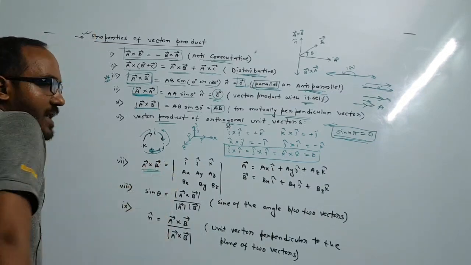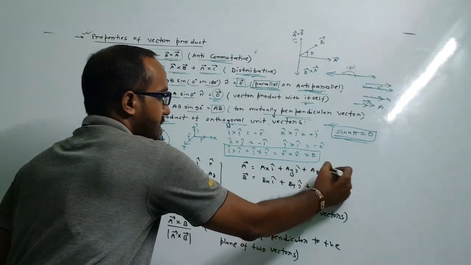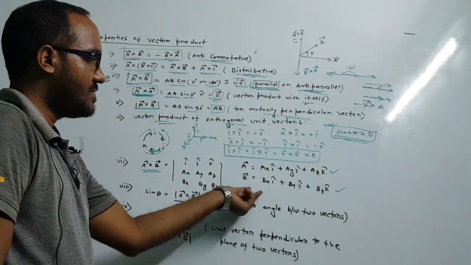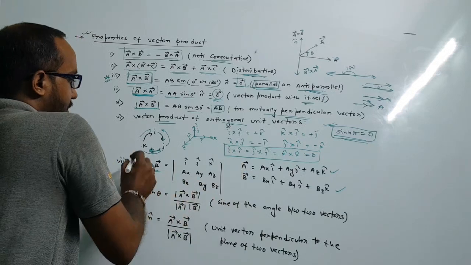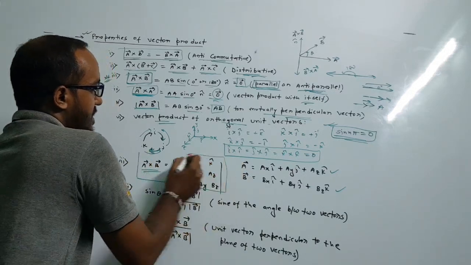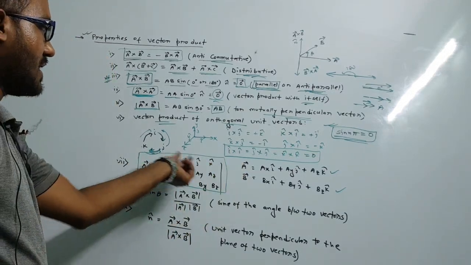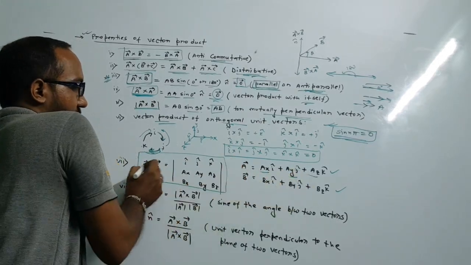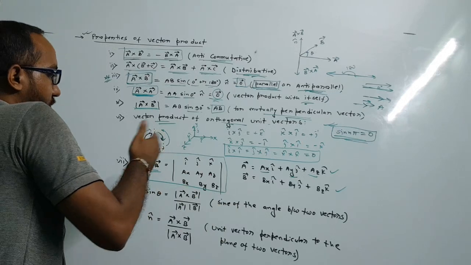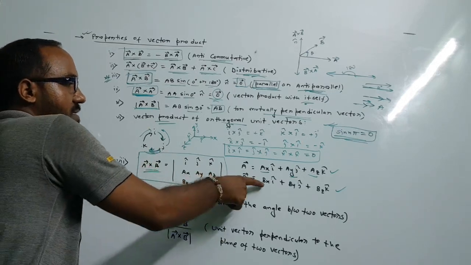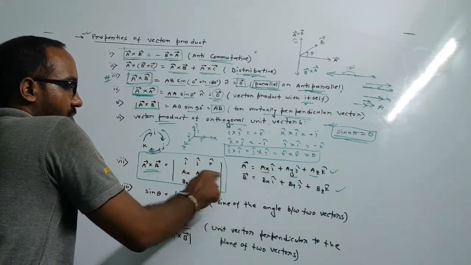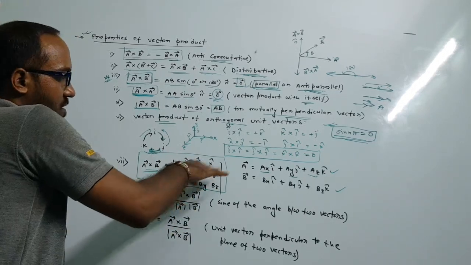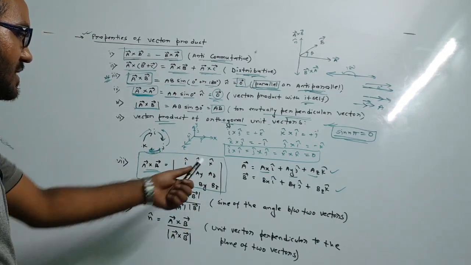We can directly find A cross B if two vectors are given in this format: A is ax i cap, ay j cap, az k cap, and B is this. We can find it using the determinant method. First write down i, j, k, then the components of the first vector, because we are finding A cross B. If we want B cross A, then first write bx, by, bz in place of ax, ay, az. In this way we can find A cross B directly from the determinant method.